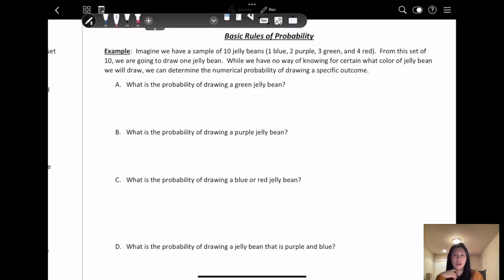So today we'll talk about the basic rule of statistics. Let's have an example. We have a sample of 10 jelly beans: 1 blue, 2 purple, 3 greens, and 4 reds. For this set of 10, we are going to draw 1 jelly bean. While we have no way of knowing for certain what color of jelly bean we will draw, we can determine the numerical probability of drawing a specific outcome.